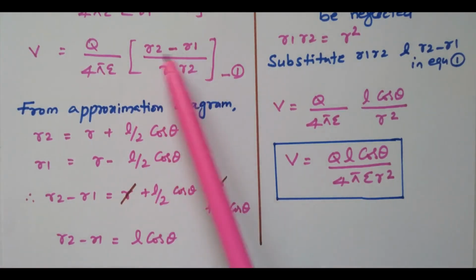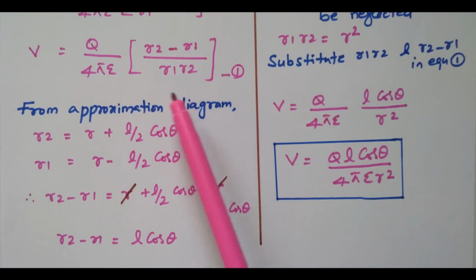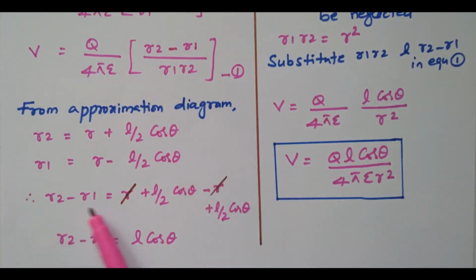Now we'll find these two values, R2 minus R1 and R1 into R2. R2 minus R1 equal to R2 is R plus L by 2 cos theta minus R1 is R minus L by 2 cos theta. Already here minus is there, here also minus is there, so it becomes plus L by 2 cos theta. So this R got cancelled. L by 2 cos theta plus L by 2 cos theta means L cos theta. R2 minus R1 is L cos theta.